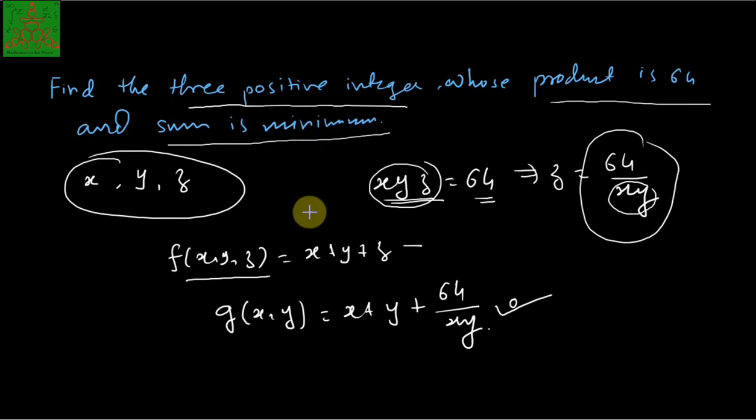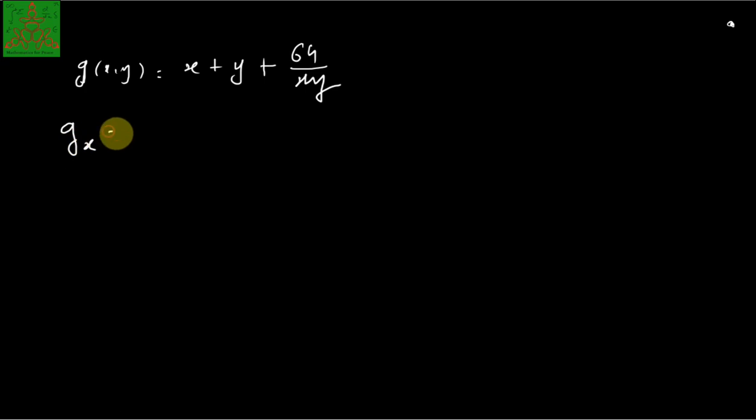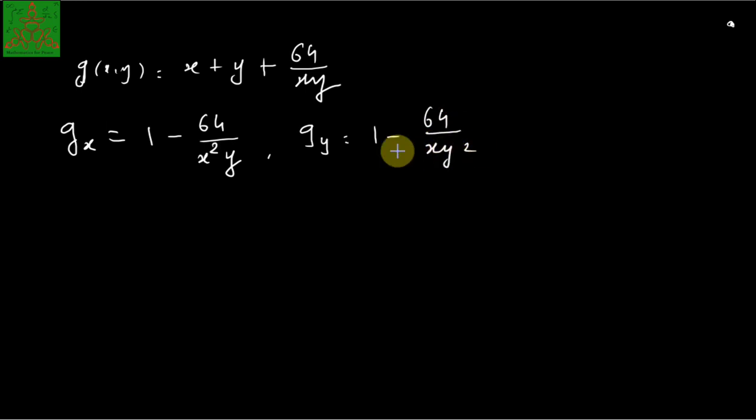As you know, the working rule to find the minimum of a function: those who have not come across how to calculate minimum and maximum, just watch my previous videos available in the icon button and come back to this video, you will understand more. So first, the function g is x plus y plus 64 by xy. The first step is to calculate the partial derivatives: gx is 1 minus 64 by x square y, and gy is 1 minus 64 by x y square.